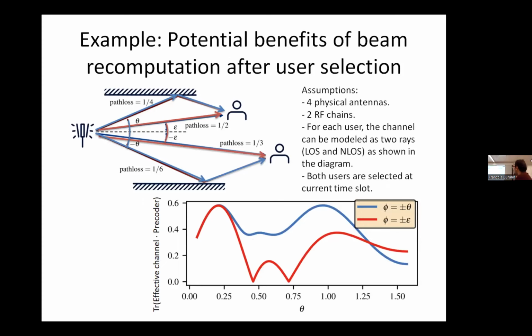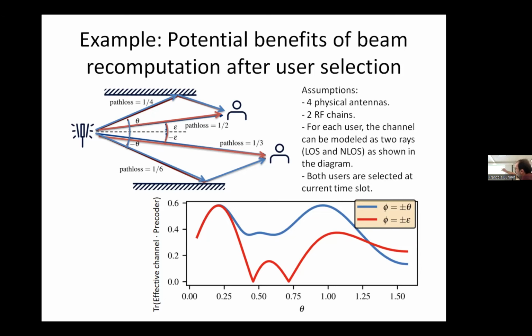First, I will show a small toy example to show why this question is not stupid. Imagine that you have four physical antennas and two RF chains. Here, I will assume that we have only two users and that both users are selected for the current time slot. For each user, we have two rays, one that is in line of sight and the other which is not, with the respective path losses assumed here on the figure. Of course, if you first choose the best beam for each user, you will choose the red beams each time because the path loss is better.